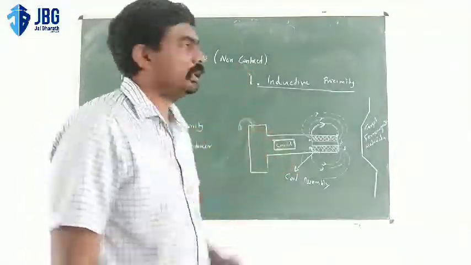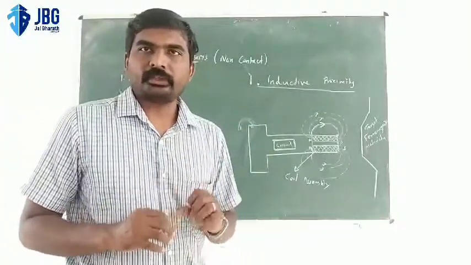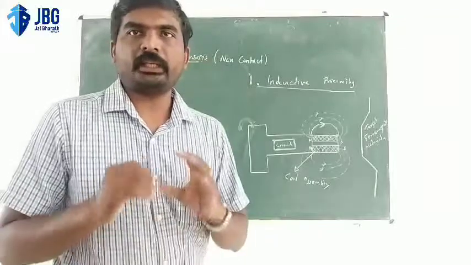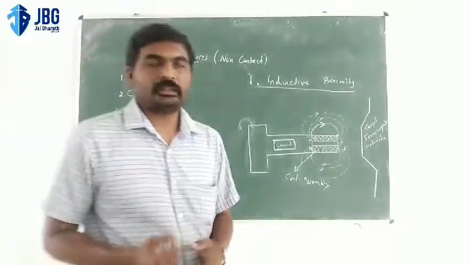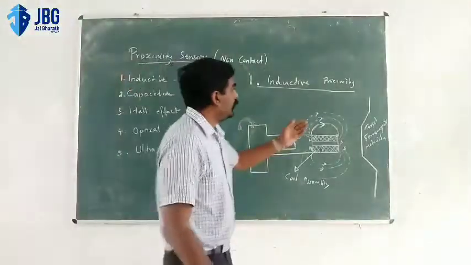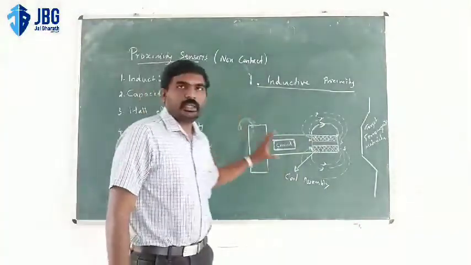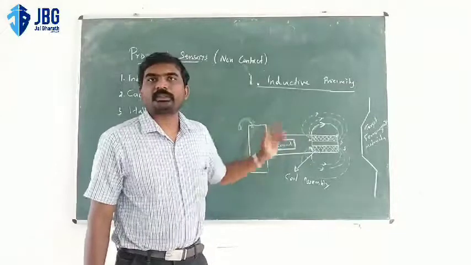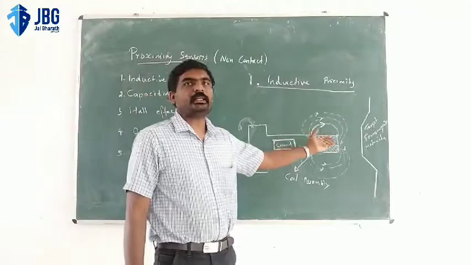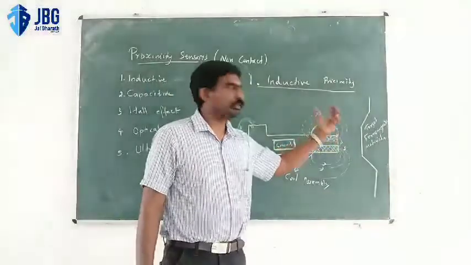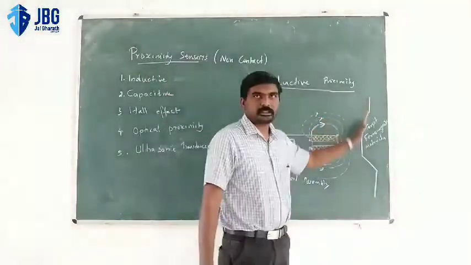In inductive proximity, we can only detect the presence and absence of ferromagnetic materials that have magnetic properties, for example iron, steel, etc. So we can only detect the presence and absence of an iron body or steel body or a ferromagnetic material. Here we have the target.